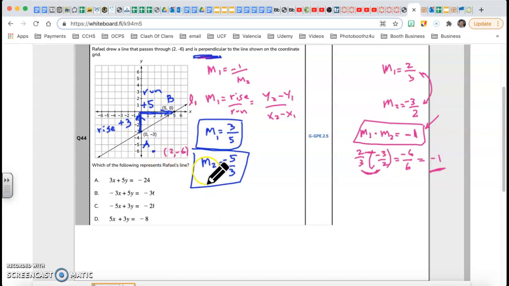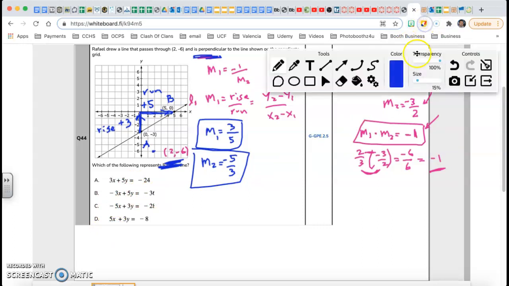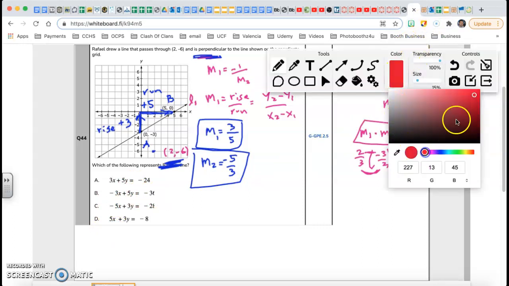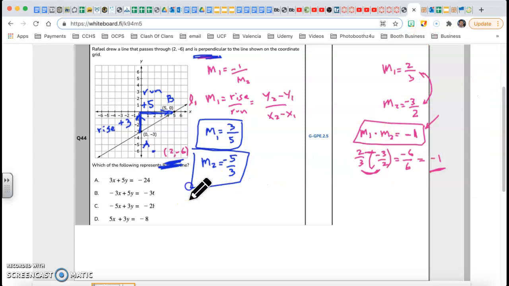Okay, I have the slope. I have 1 point, which is 2, negative 6. I need to write the equation. How do I write the equation of a line? So the first thing that I have to do is start by writing my slope-intercept form. Y equals mx plus b. I think this is the easiest way. So this is y equals mx plus b.